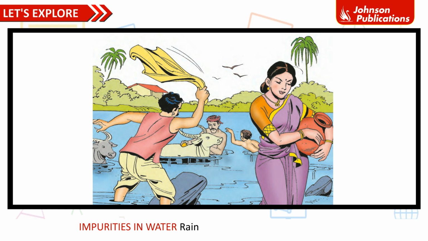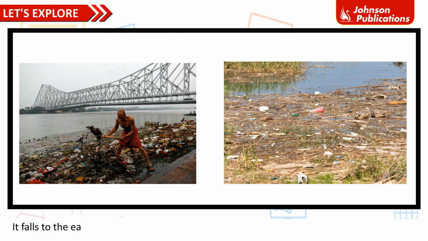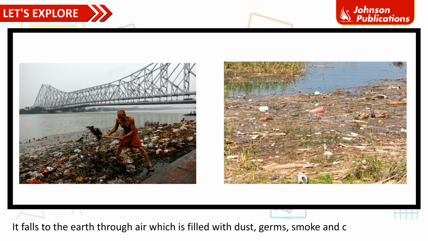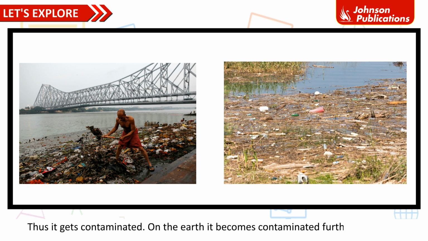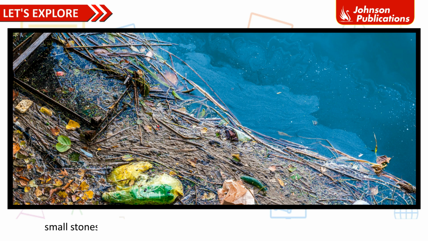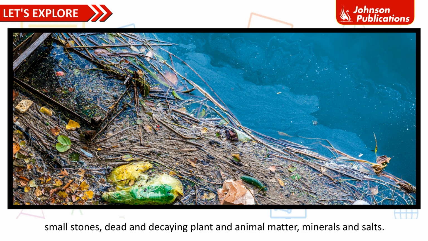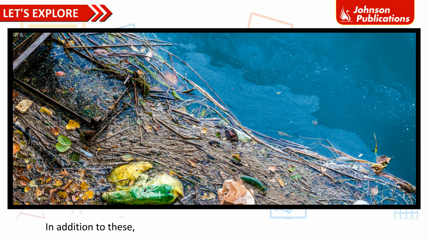Impurities in water. Rainwater is the purest form of water. It falls to the earth through air which is filled with dust, germs, smoke and other impurities. Thus it gets contaminated. On the earth it becomes contaminated further with mud, small stones, dead and decaying plant and animal matter, minerals and salts. In addition to these, household wastes and industrial and agricultural wastes are dumped into water sources.